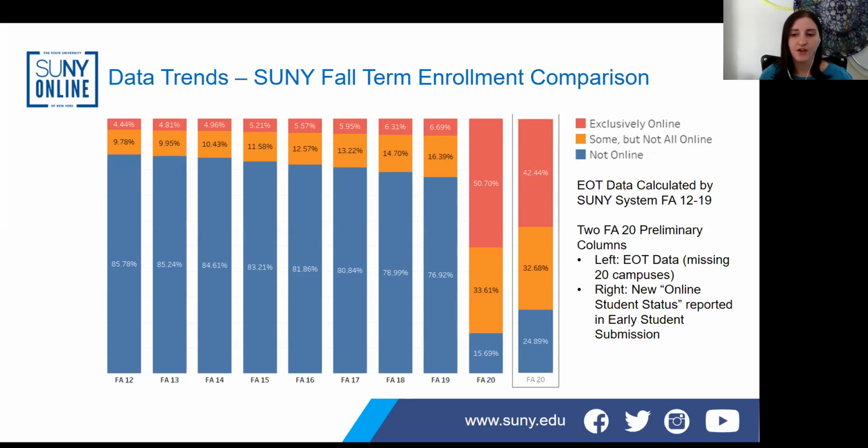Of course, when we have all the data submitted for the end of term, we'll be updating these charts to actually reflect the final data. And we'll be working with campuses where there seem to be any discrepancies with that newly reported online student status. We'll try to get that right going forward so we can actually start using that data element to report on some of this data sooner. But again, this is just where we're at, a little snapshot of what we're seeing right now. So big differences.